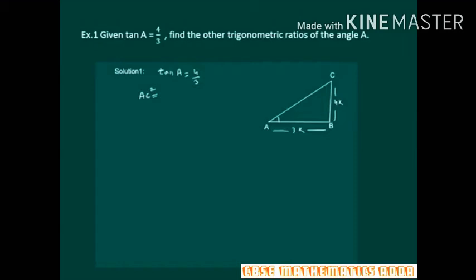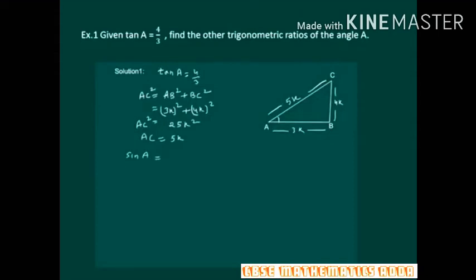Now by Pythagoras theorem we have AC square equal to AB square plus BC square. So here we obtain AC square equal to 25k square, and that implies AC equals root over 25k square, that equals 5k. So AC is equal to 5k. These are the ratios.